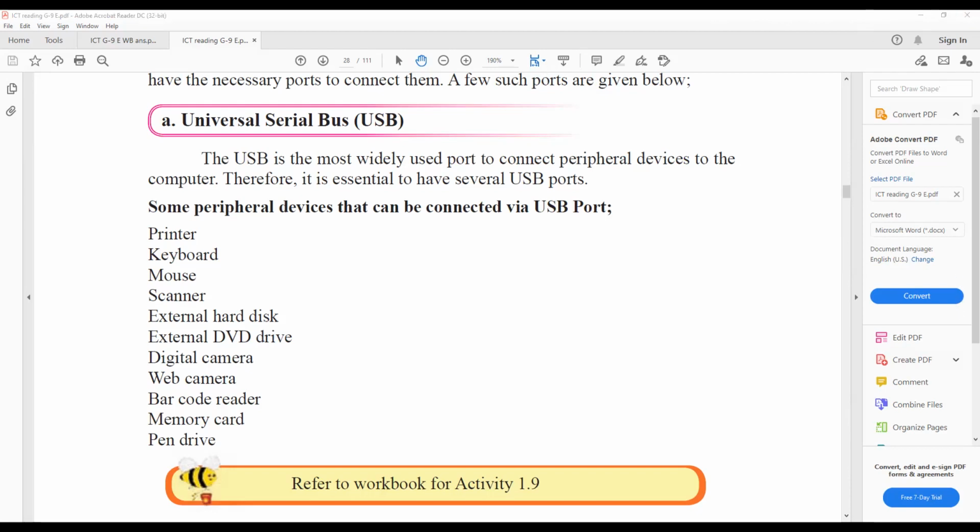Right. So can you send me in the chat which devices you are not familiar with from the list, so that I can show you. Right, let me start with the external hard drive. External hard drive means the hard disk, externally. Through a USB you can connect.